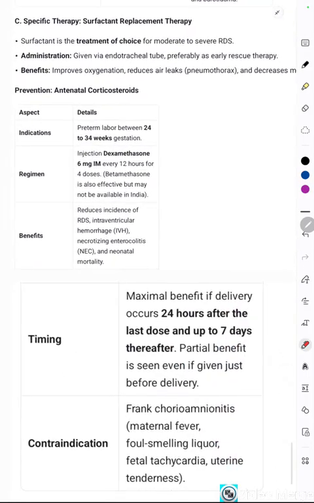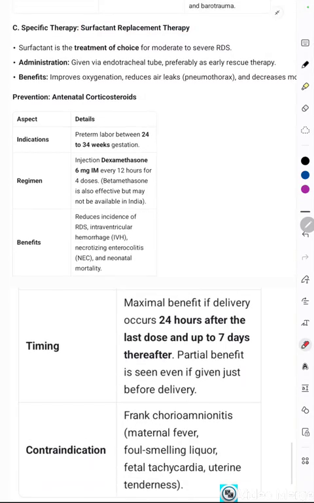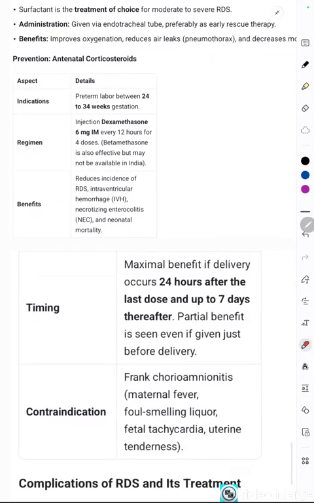The specific therapy that is provided is the surfactant replacement therapy. In surfactant replacement therapy, artificial surfactants like Beractant or Lucinactant are given. It is given via an endotracheal tube, and the benefits are that it increases oxygenation and prevents atelectasis or collapse of the alveoli. Indication: antenatal steroids should be given to mothers with preterm labor, suspected preterm labor, or premature rupture of membranes at 24 to 34 weeks.